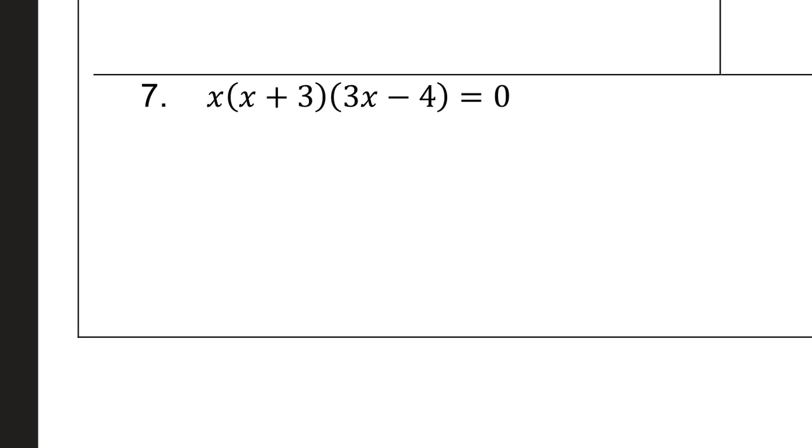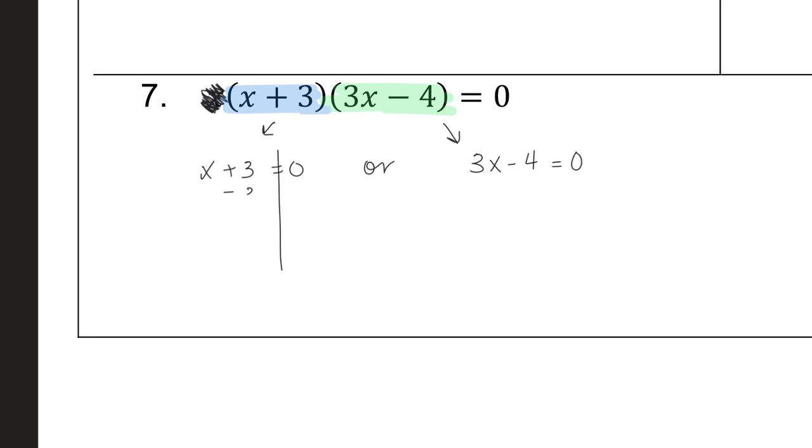Okay. I'm going to have you not worry about this first x here, so go ahead and cross that off. We're just going to look at this as two factors. We have x plus 3 or we have 3x minus 4. So either x plus 3 equals 0 or 3x minus 4 equals 0.